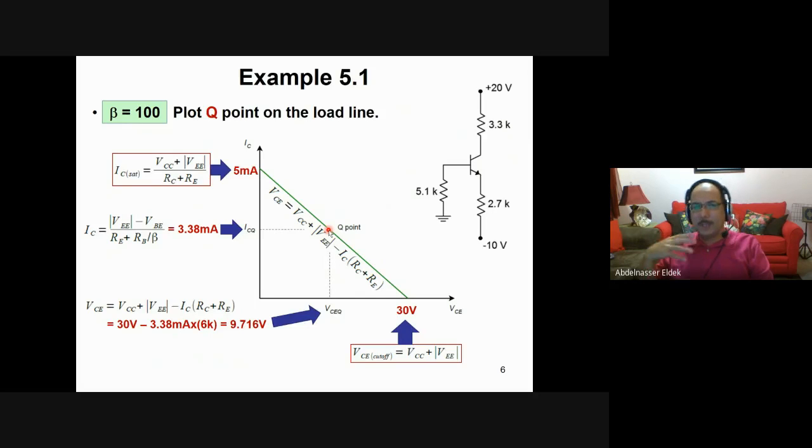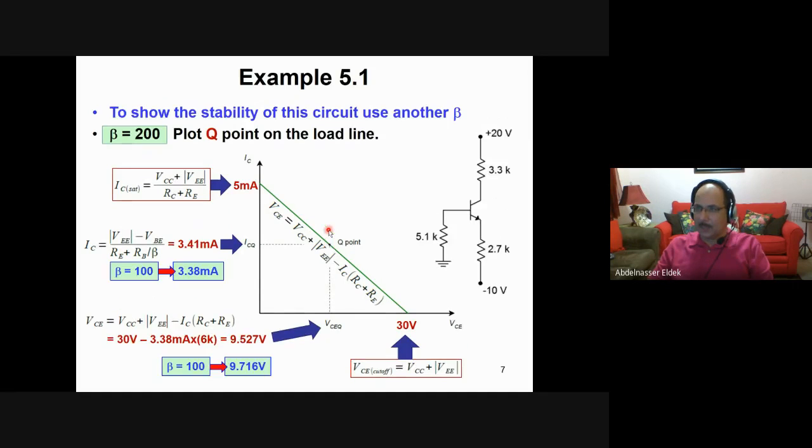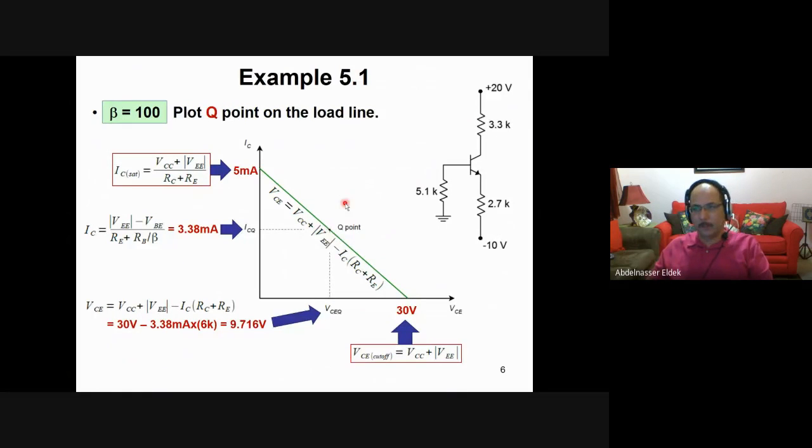If I want to check the stability, then in this case, let us assume that beta, for example, is 200. I believe this is the next slide. Yes, but let's do it here. If beta is 200, what will happen? Let us see the numbers and compare them with the numbers that we have. So beta is changing from 100 to 200, a big change, 100%. So now what will happen to IC and VCE?